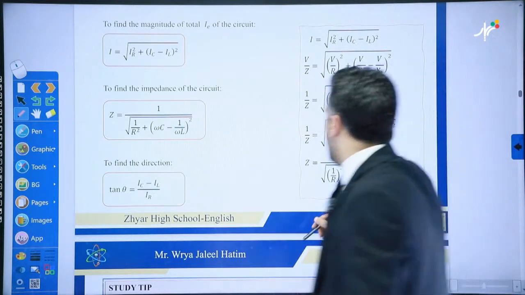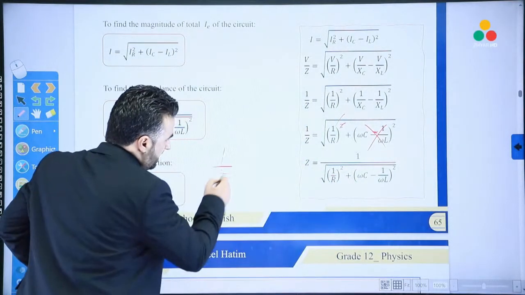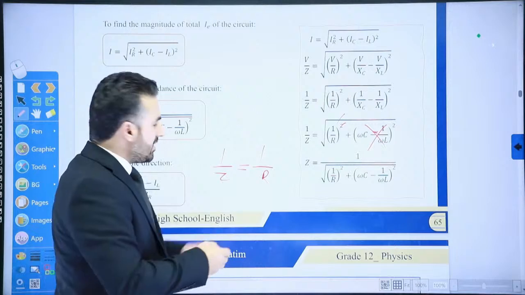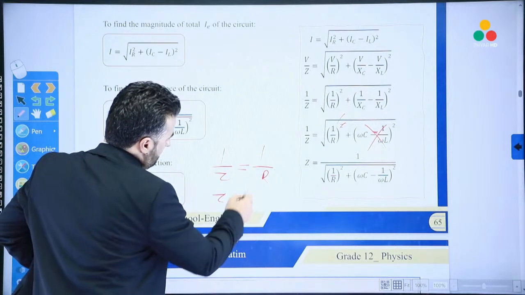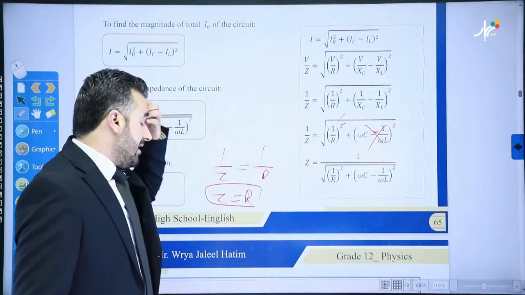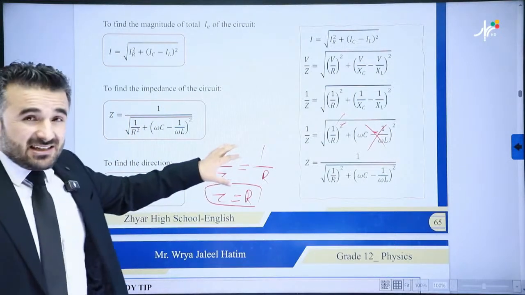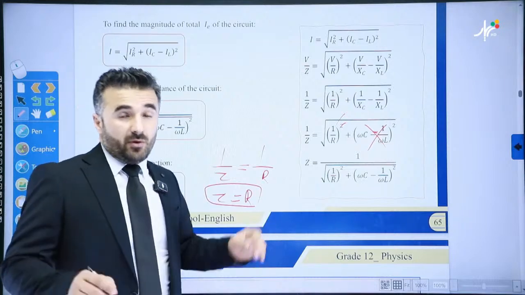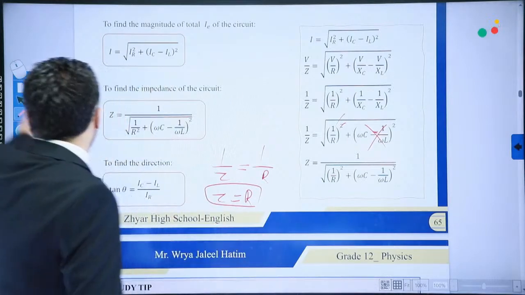So you can say 1 over Z equals to what? Equals to 1 over R in here. And of course, you can cross multiply, then you can say Z is equal to R in here. As a matter of fact, in this case, we can say the circuit will be in a state of resonance here. But remember, that is for parallel circuit here.